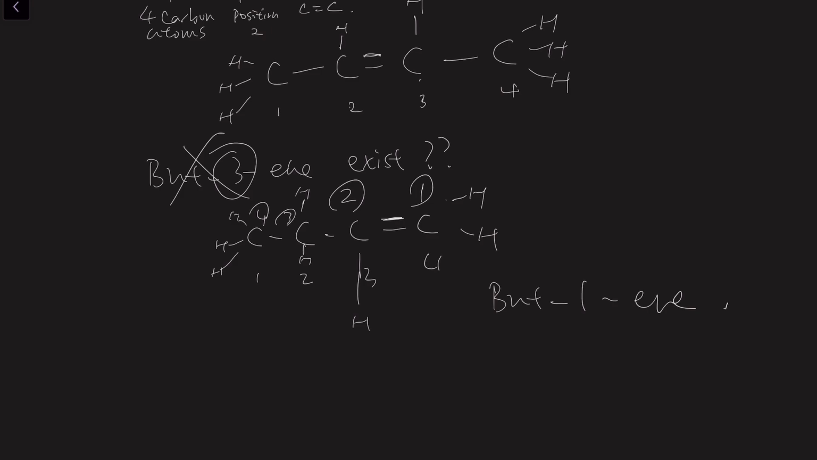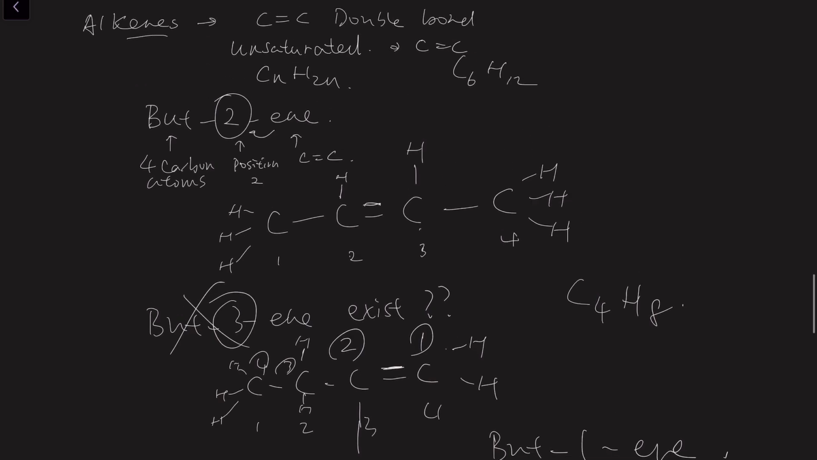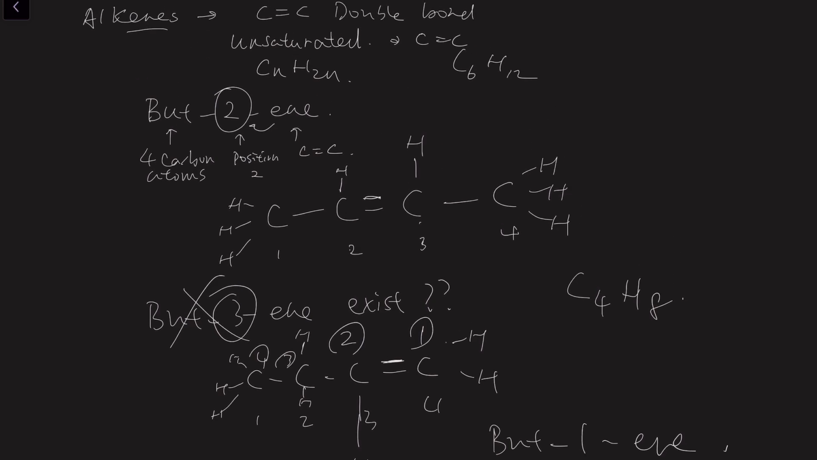And the general formula for this, if you count the number of hydrogens, is C4H8, which should be correct based on our general formula. So now let's name some of the alkanes.